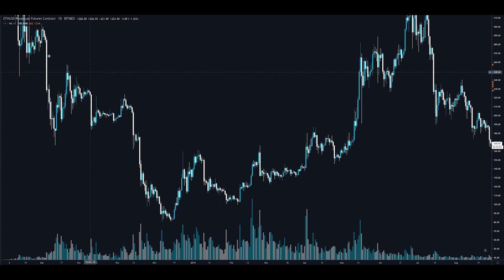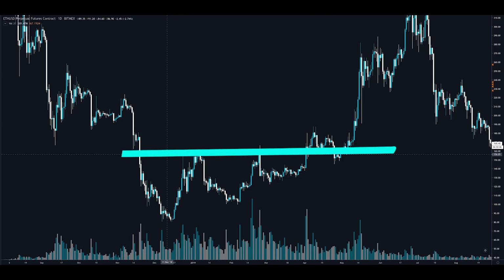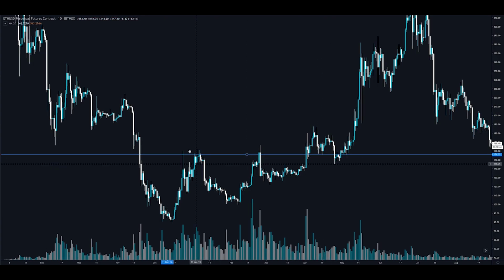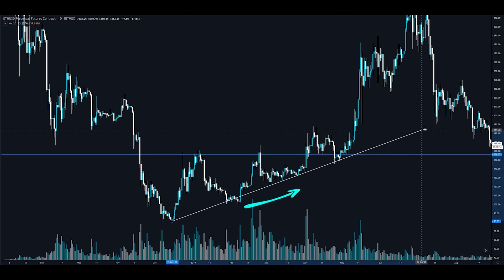So here we have an ascending triangle, right? So right off the bat, we see we have a flat top right here. Price loves to interact with it, reject, reject, flip, go under and break up. And we see we have an upward sloping trend line, right? Price is adhering to this ascending triangle.